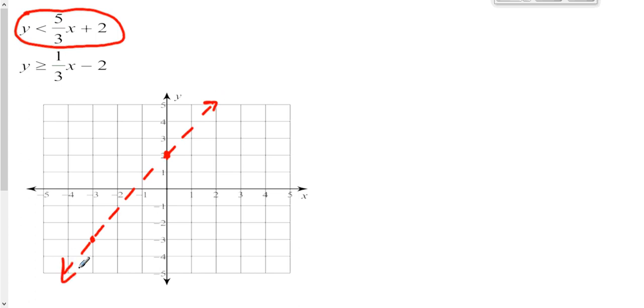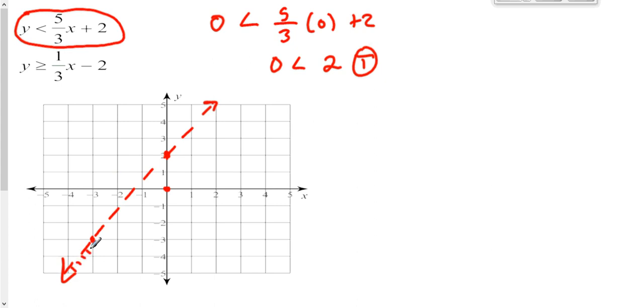And now we're going to do an initial check to see which way it's supposed to be shaded. Once again, I'm going to pick 0, 0 as my test point. So 0 goes in for y. 0 goes in for x. And I get 0 is less than 2. Once again, that is true.